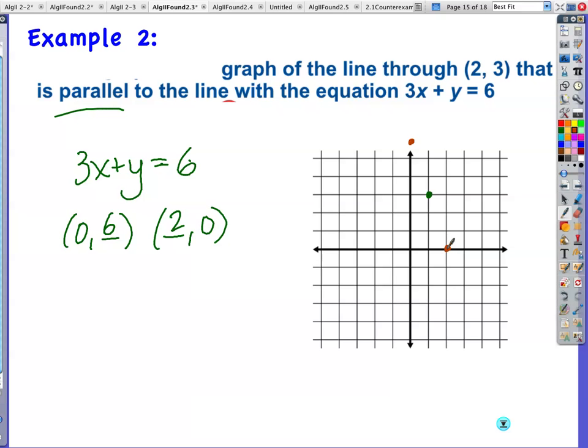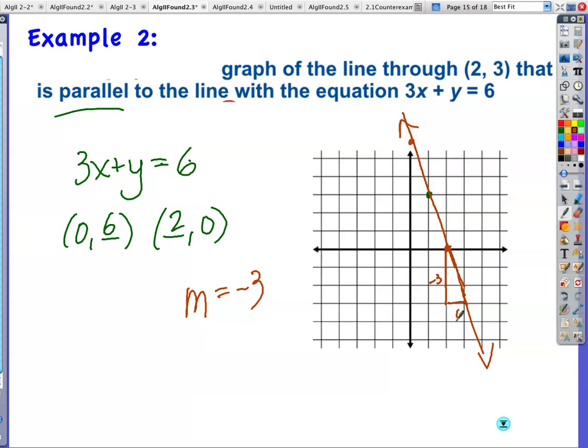Well, that's weird. All right, so 0, 6, 2, 0. Here comes my line in red. Okay, there's my graph. Guess what my slope is? My slope is -3, because I rise -3 and I run 1.